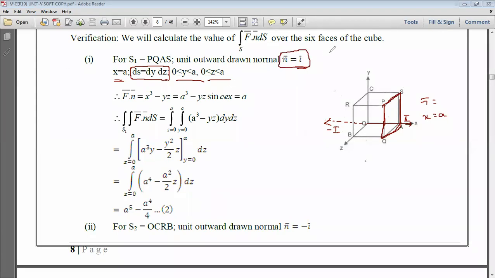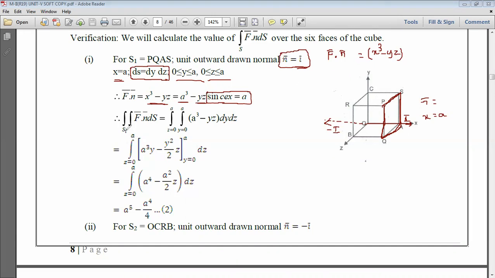In f bar, we need the dot product. f bar dot n bar is nothing but the I coefficient of f bar, x cube minus yz, right? So x cube minus yz, and x is equal to a. So we simply substitute a in place of x. So a cube minus yz. Okay, a cube minus yz. Since x is equal to a, that's why it changes to a cube minus yz.